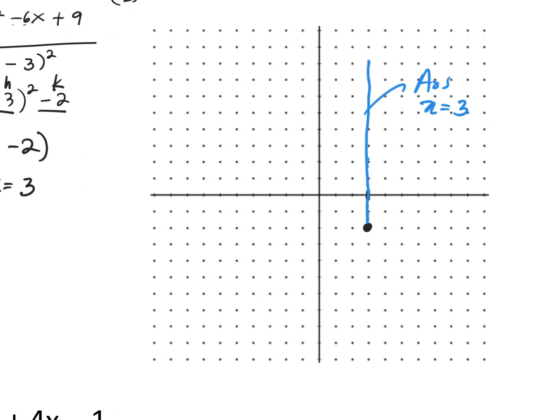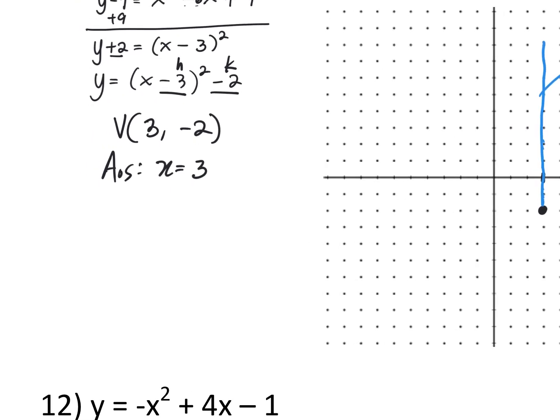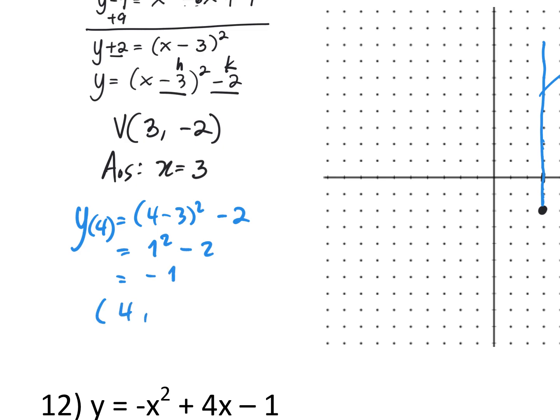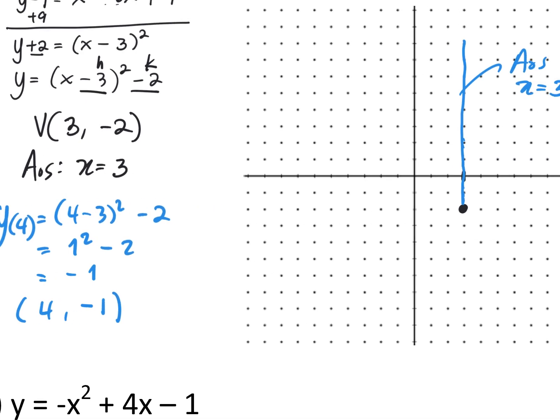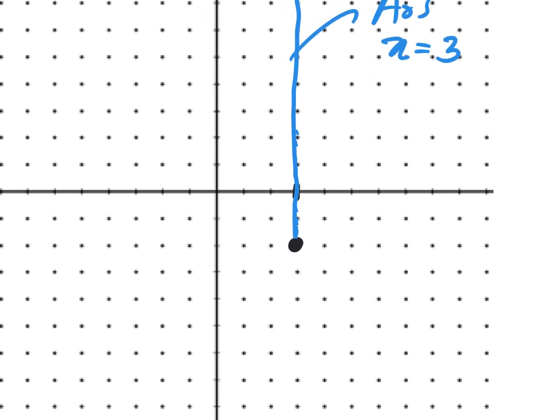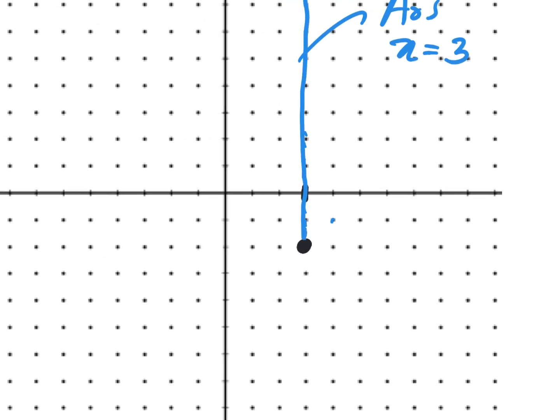In this case, maybe this is 3, this is 4. I'm going to get x is equal to 4. So y of 4, that's going to give you 4 minus 3 squared minus 2. 4 minus 3 is 1. 1 squared is 1. 1 minus 2 is going to give you negative 1. So my coordinates is going to be 4, -1. Okay, so where's my 4, -1? 4, -1 is located here.